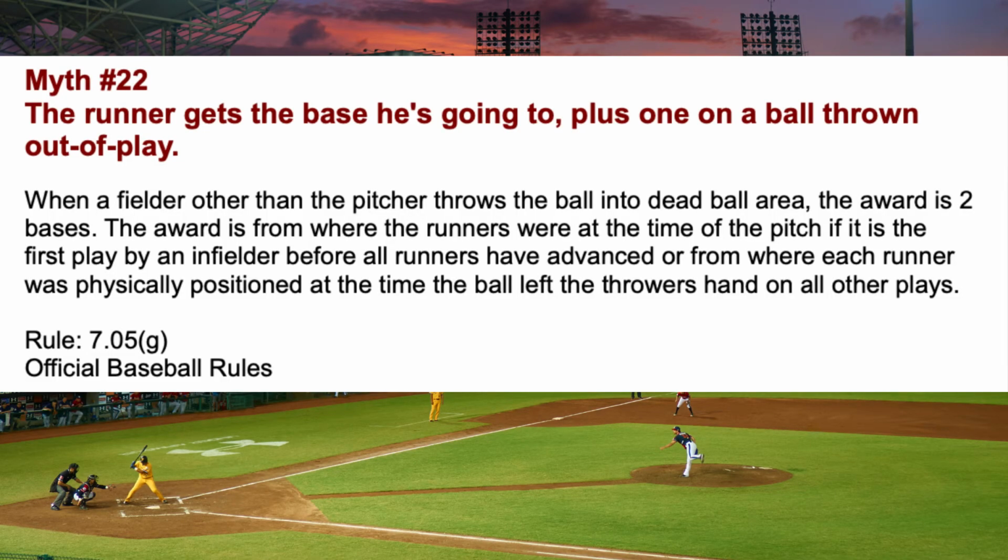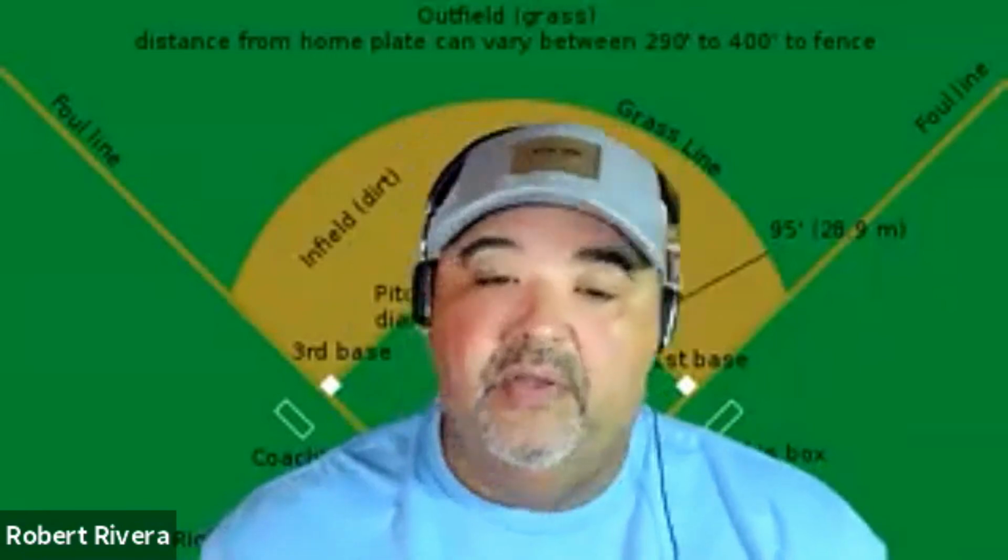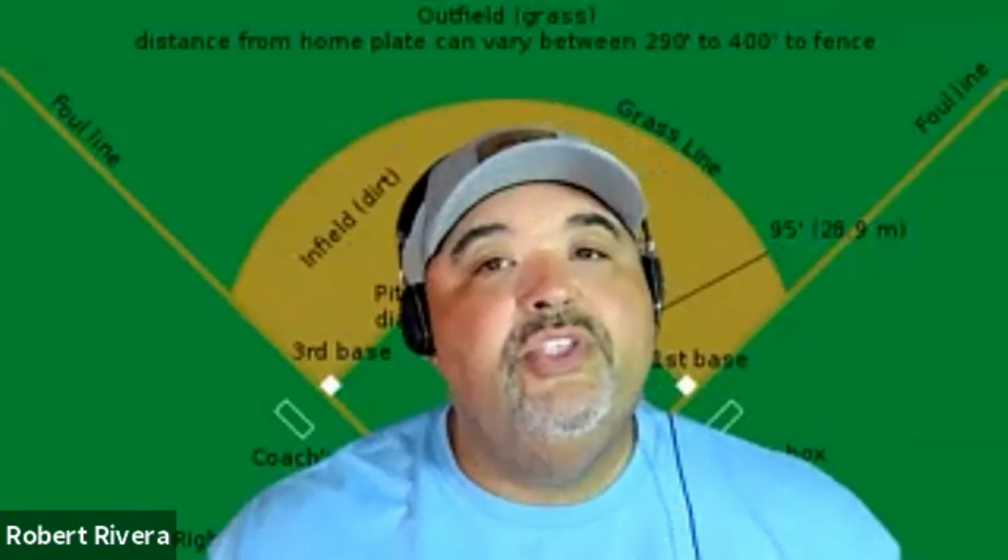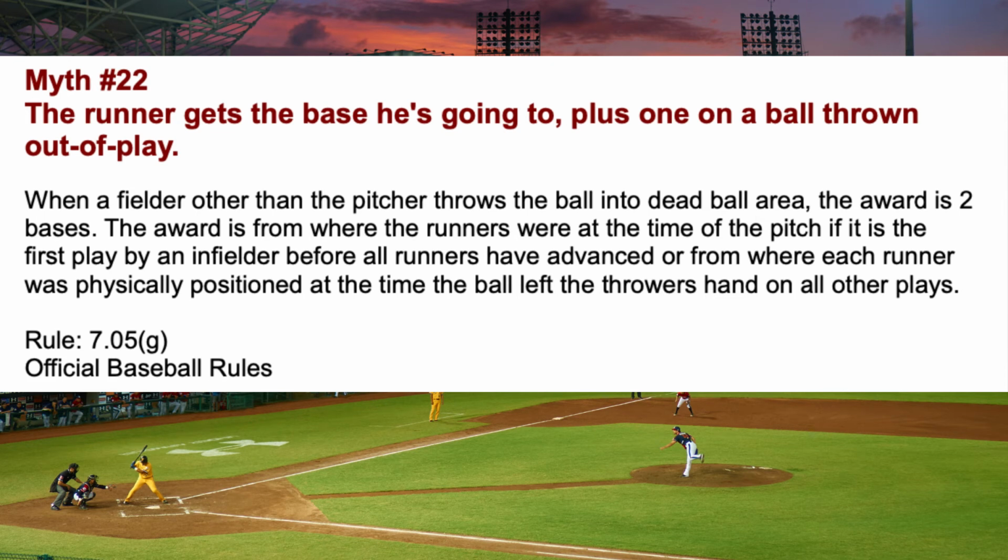The runner gets the base he's going to, plus 1 on a ball thrown out of play. And I know everybody says it's one base from the infield, two bases from the outfield. It's wrong. It's always two bases. When a fielder, other than the pitcher, throws the ball into a dead ball area, the award is two bases. The award is from where the runners were at the time of the pitch, if this is the first play by an infielder before all runners have advanced, or from where each runner was physically positioned at the time the ball left the thrower's hand on all other plays. So there it is. It's two.